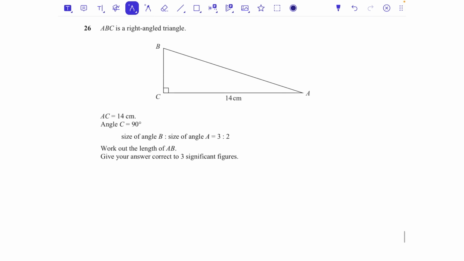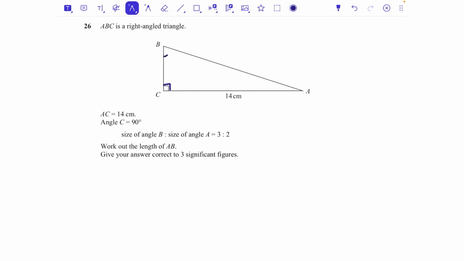Question number 26. ABC is a right-angled triangle. A to C is 14 centimetres. We've got a right angle here. The size of angle B to the size of angle A is in the ratio 3 to 2. So I need to know how many degrees there are in total so I know how to share it. When I share into a ratio, I like to do my little dotted lines, and we're sharing in the ratio 3 parts to 2 parts. So we need 5 little lines altogether, 5 parts that we're sharing those angles or those degrees into.